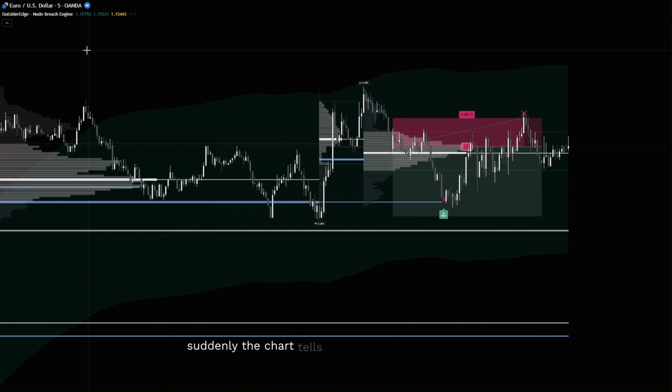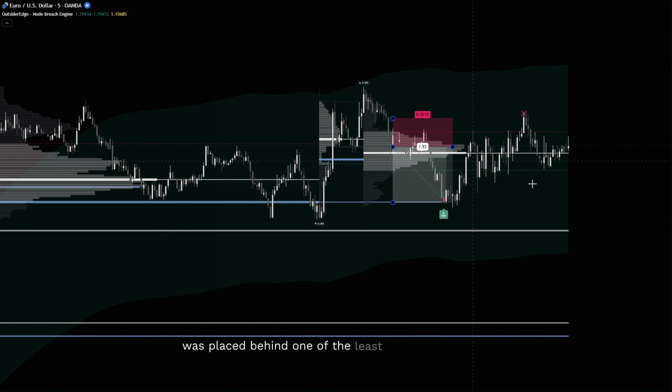Suddenly, the chart tells a completely different story. There was a major point of void sitting right between your entry and your target. In other words, your TP was placed behind one of the least traded price areas on the chart. That means you're expecting price to push through a zone where no traders were positioned in a previous swing.